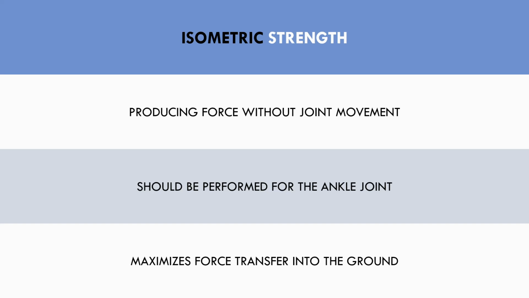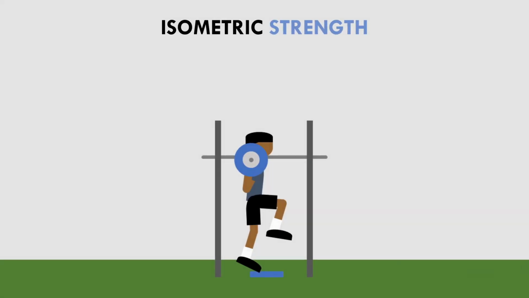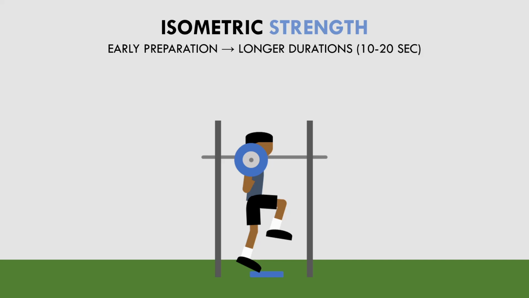Isometric strength training can be performed by pushing maximally against an immovable object. For example, an athlete could set up a barbell underneath pins in a squat rack and push up with the ball of their foot on a weight plate. Isometric strength training can be periodized by using longer duration holds of around 10 to 20 seconds earlier in the preparation period and shorter holds of around 3 to 5 seconds later in the cycle.